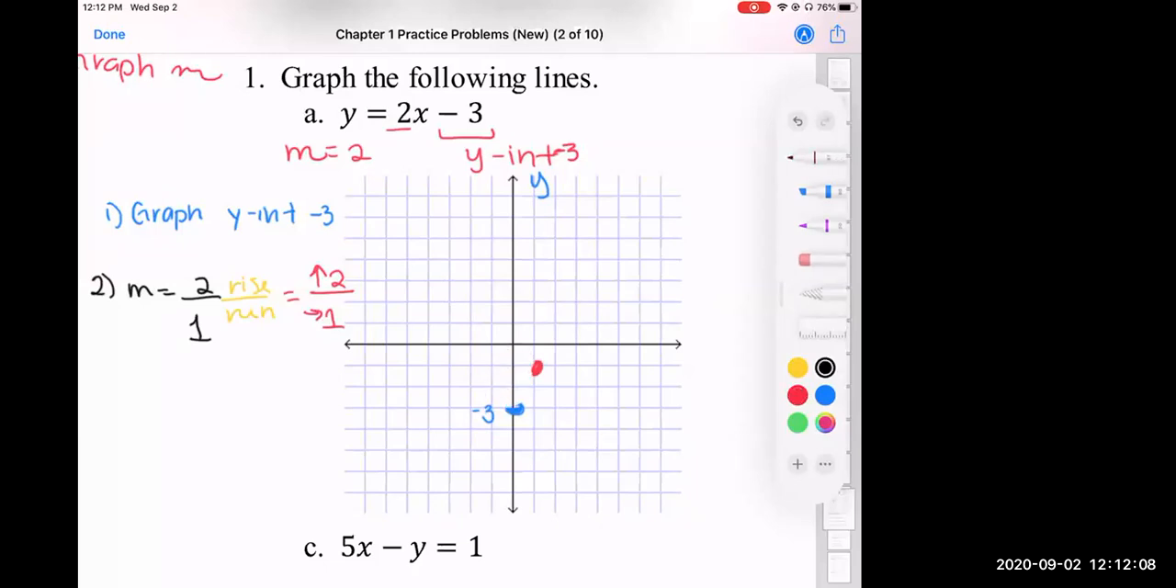Now we can go ahead and graph our line. How many points do you need? I say you can get by with 2. I know there are some instructors who are super picky, super strict about how many points they have. 2 is more than enough for me. So let's go ahead and connect those points. We're done. We graphed that first one.